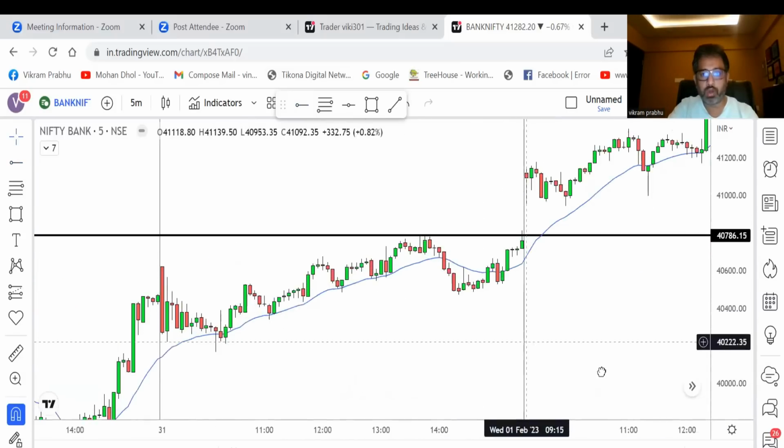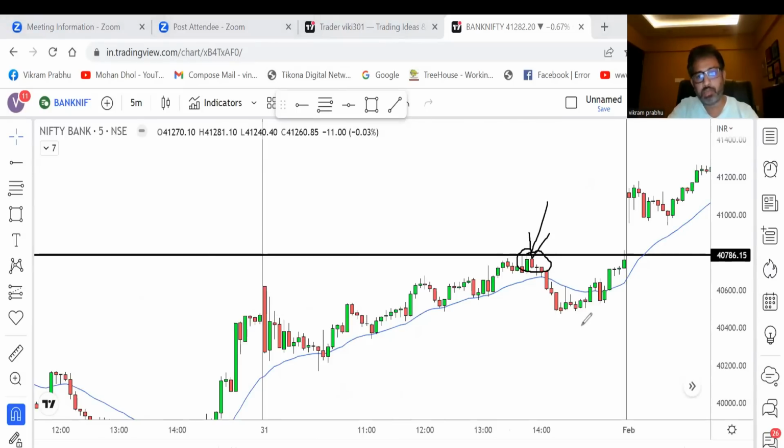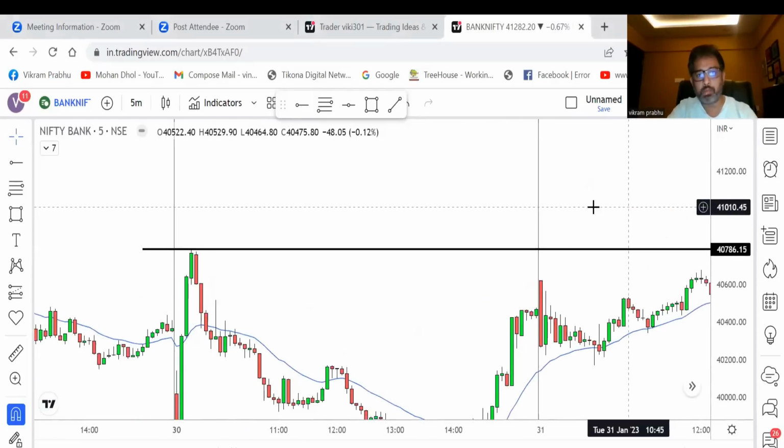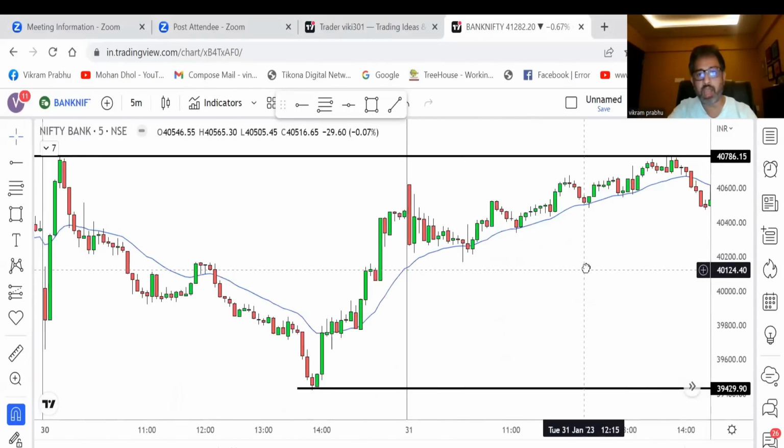For the next day, 31st January, yes, taking a short here would be high probability based on PDH, because it was not only PDH, it was a supply zone also. So that is what I mean to say. PDH equals supply zone or PDL equals demand zone, then it is high probability.